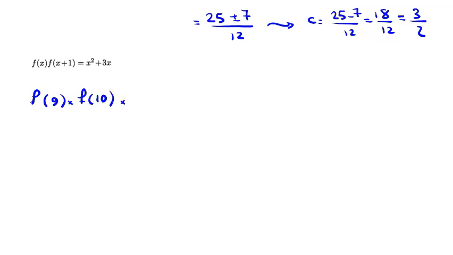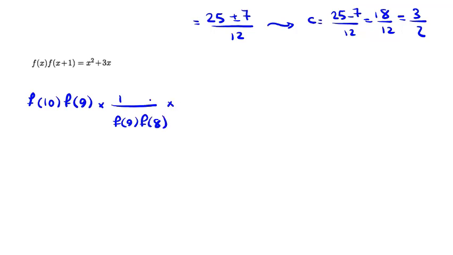And times 1 over, let's start from greater 1. We say f of 10 times f of 9 times 1 over f of 9, f of 8. Somehow we can say it is similar to the telescoping rule. Then here telescoping product, f of 8 times f of 7 over 1 times 1 over f of 7 times f of 6. And we can write like this.